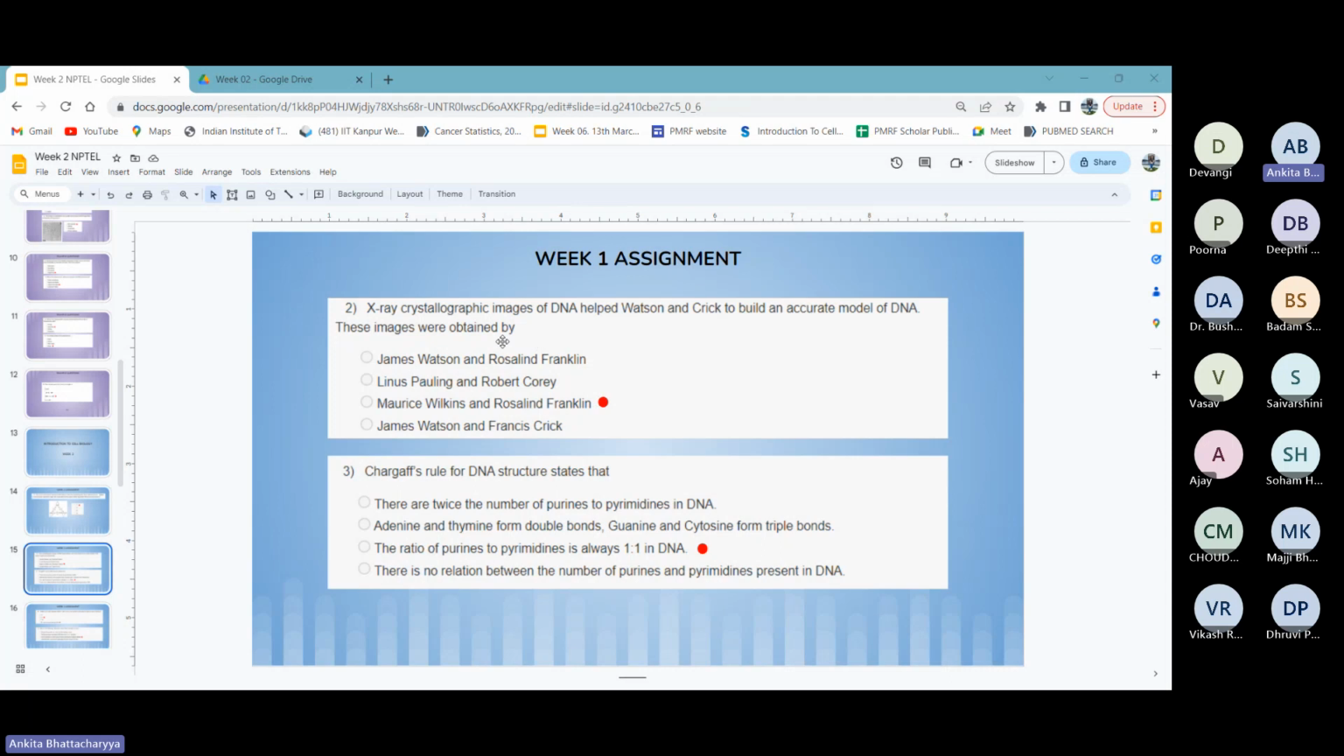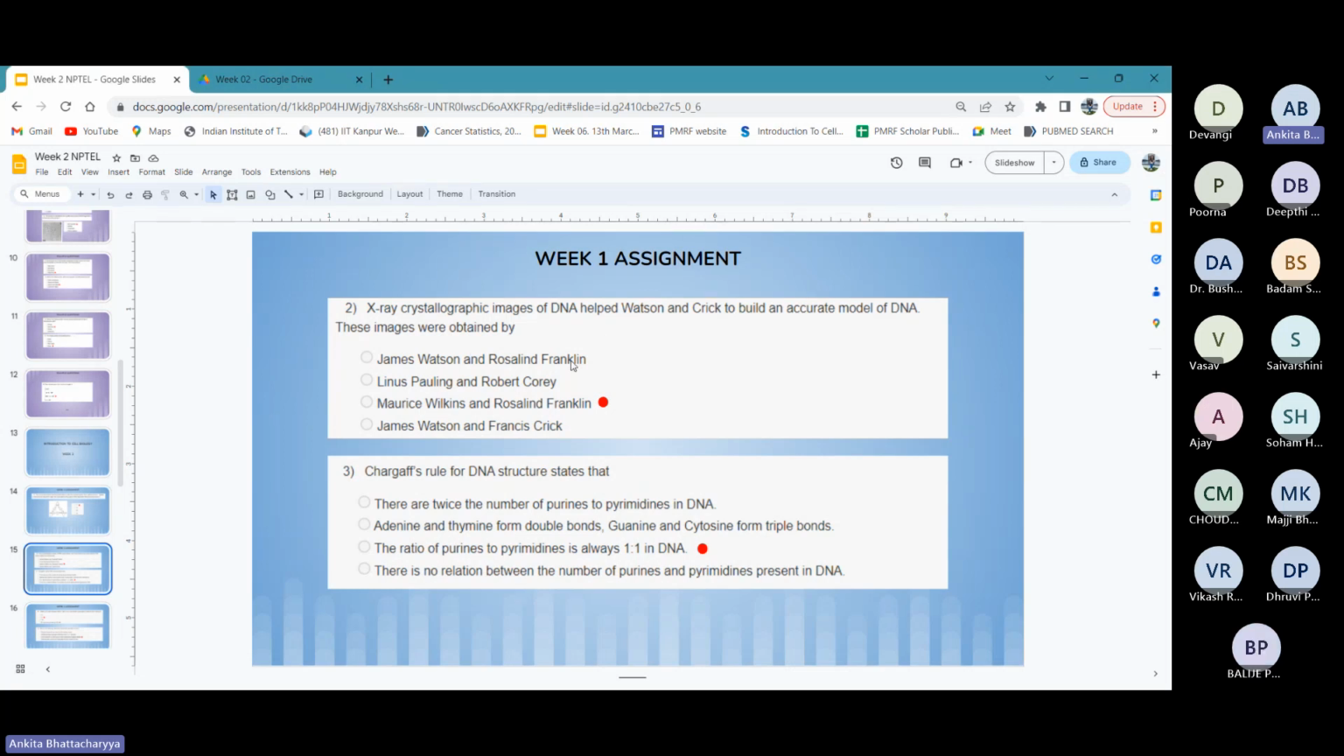Please make sure you do not select the wrong answer in such cases, because if somebody only looks at Rosalind Franklin, you could get option 1 as well. But please make sure you see that distinction.